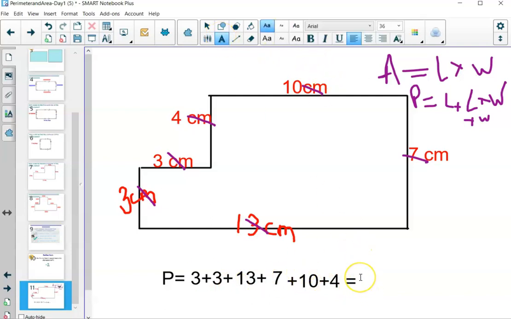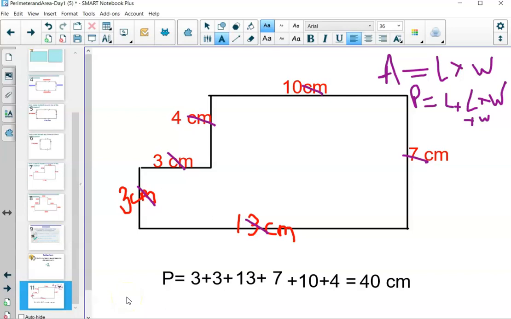So just working from left to right, I have 3 plus 3 is 6. 6 plus 13 is 19. 19 plus 7 is 26. 26 plus 10 is 36. And then 36 plus 4 is 40 centimeters. So the perimeter of this shape, my friends, is 40 centimeters.